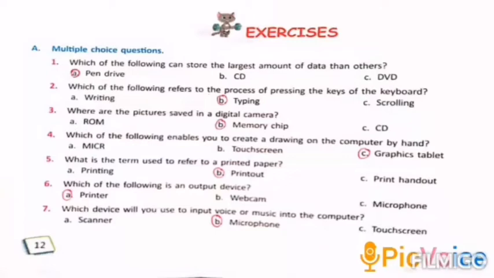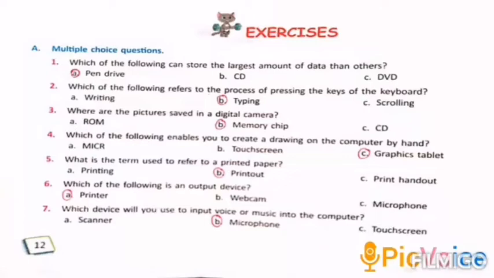Second one, which of the following refers to the process of pressing the keys of the keyboard? Option A, writing. Option B, typing. Option C, scrolling. Which one is correct? Option B, typing.